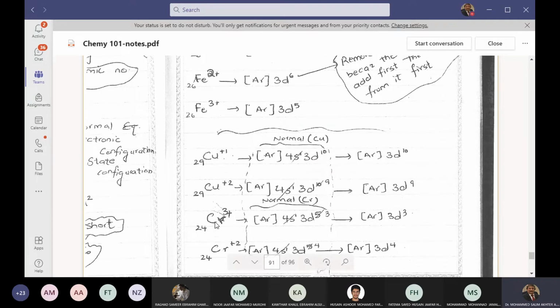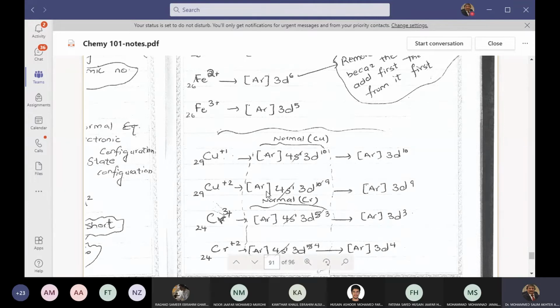Copper +1, chromium +3, copper +2. Again, write down the normal configuration, because chromium and copper are very special. So copper, the special one, is 4s1 3d10. This is the normal configuration. Now I say +1, so I lost 1 electron and I get 3d10.